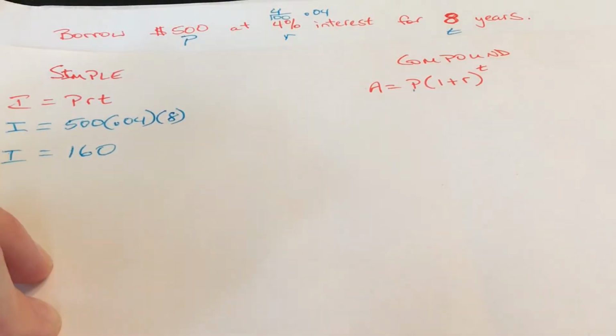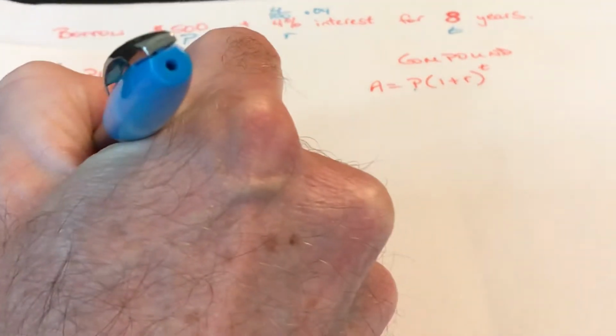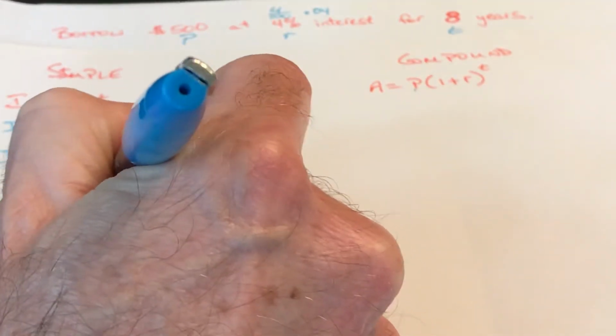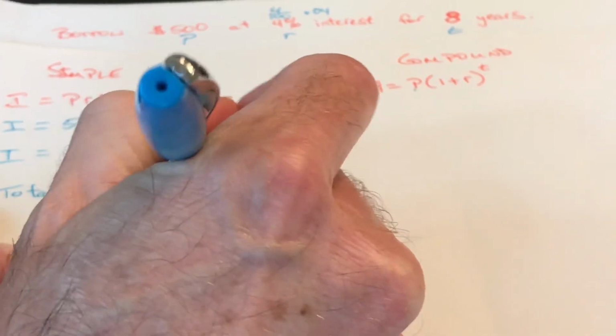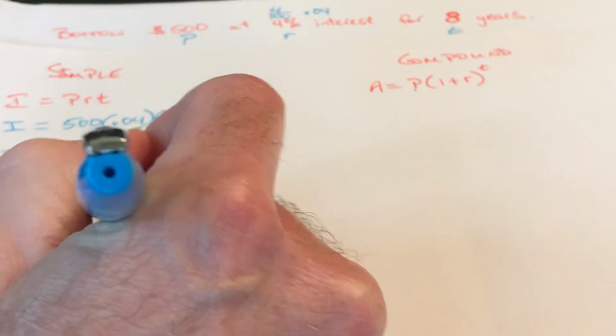So that's the amount of money that was earned while your money was just sitting in the bank, or it's the amount of interest that you're going to have to pay extra for borrowing money from the bank. If you want to know your total that's in the bank, or the total amount that you pay back with simple interest, you just take your principal and add it to your interest. So we'd have our 500 plus our 160 for a total of $660.